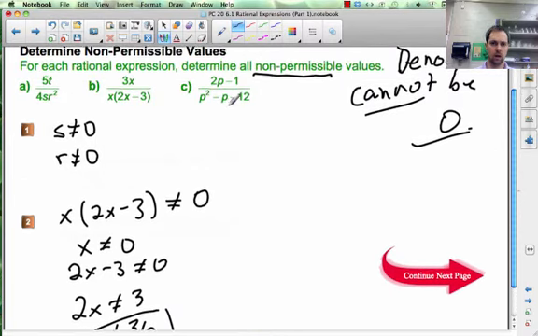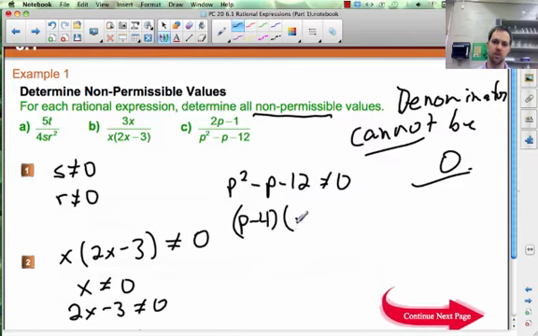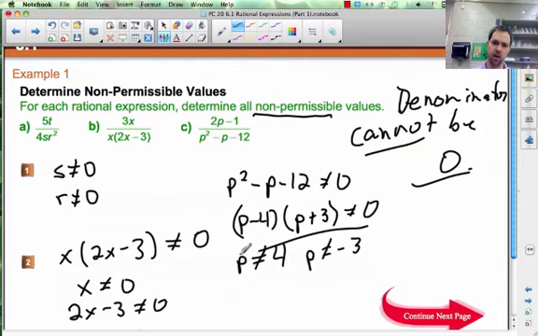The last one, just factor it like usual. p squared minus p minus 12 cannot be 0. And you factor this thing, so minus 4 plus 3, p minus 4 times p plus 3 cannot be 0. And then of course p cannot be 4 and p cannot be minus 3. Okay.